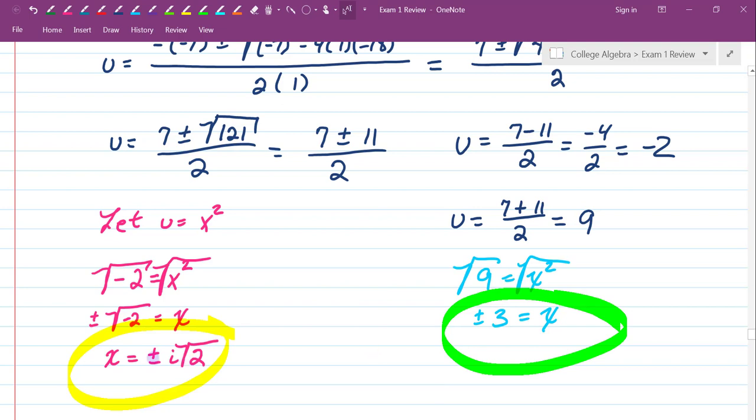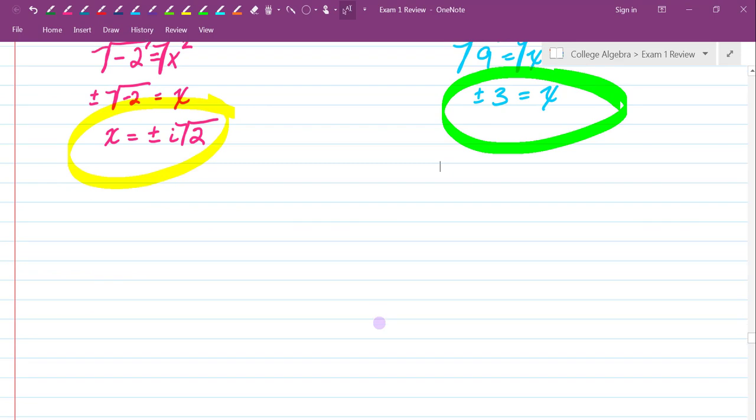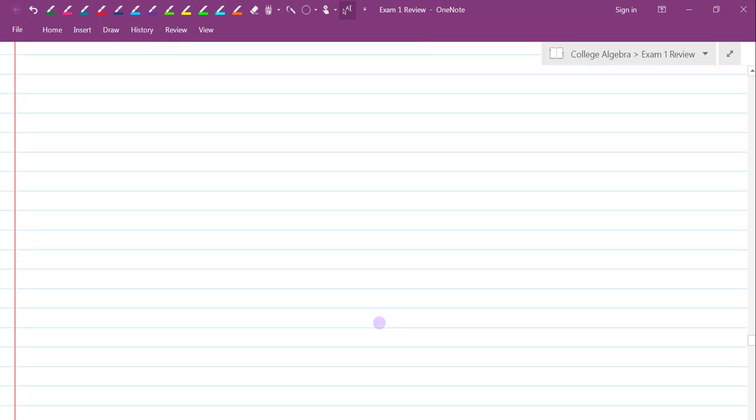So we have plus and minus i times the square root of 2, that's 2 answers. Plus or minus x equals 3, x equals plus or minus 3, that's 2 answers. So we have 4 total. Now let's go ahead and scroll down a little bit, and we'll get ready to solve the next problem, which is number 27. So number 27 looks like this.